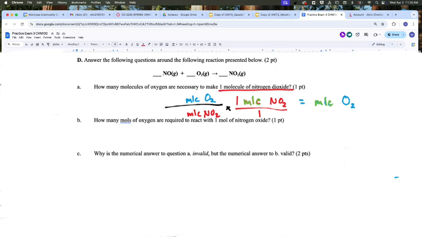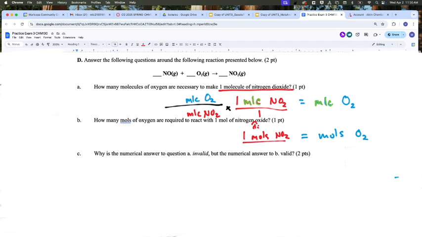What are you being asked to solve for? We want moles of oxygen. What are we being asked to start with? Moles of nitrogen. Whoops. Oh, that was a typo. That should say dioxide. I think it needs to say dioxide, so we'll keep that fixed in there. So moles of nitrogen dioxide.